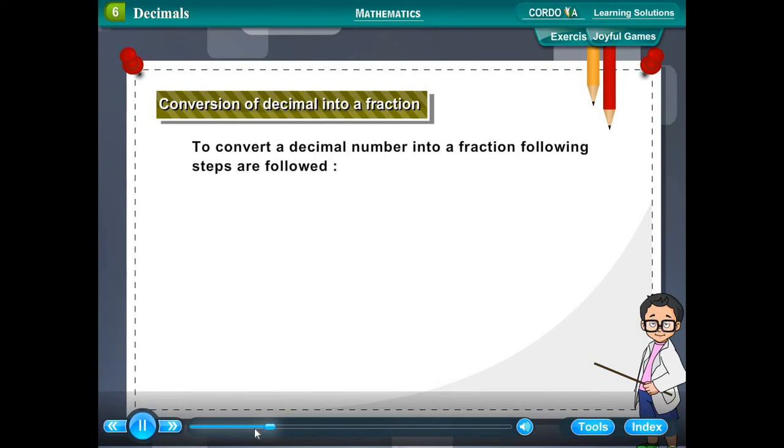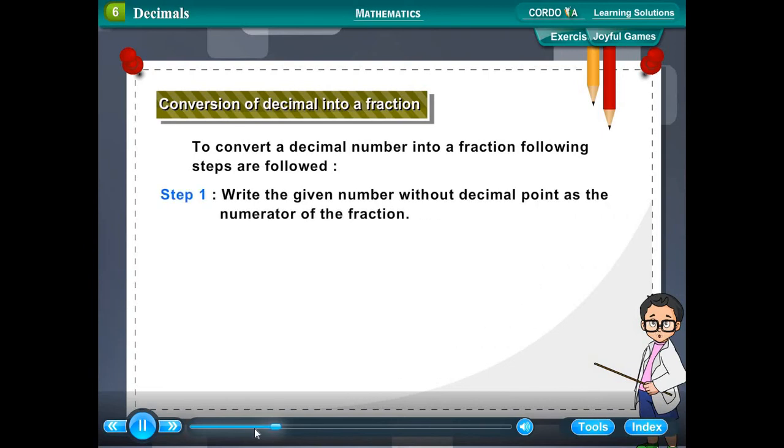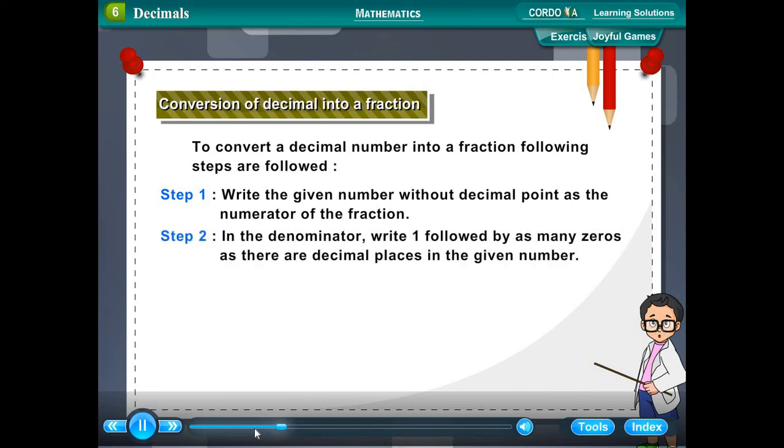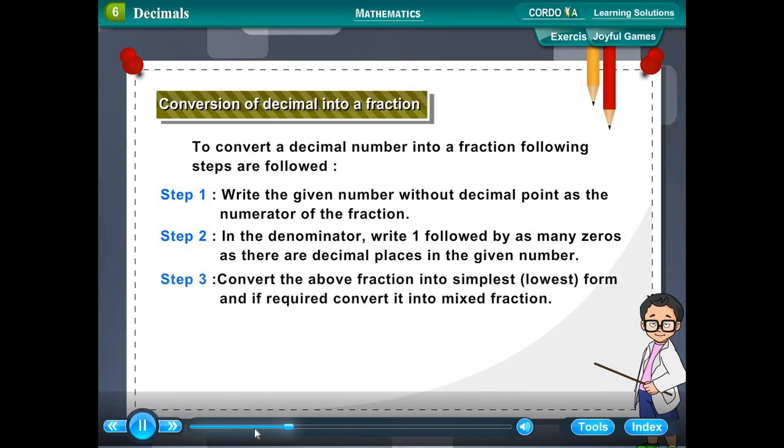To convert a decimal number into a fraction, the following steps are followed. Step 1. Write the given number without the decimal point as the numerator of the fraction. Step 2. In the denominator, write 1, followed by as many zeros as there are decimal places in the given number. Step 3. Convert the above fraction into simplest, lowest form, and if required, convert it into a mixed fraction.